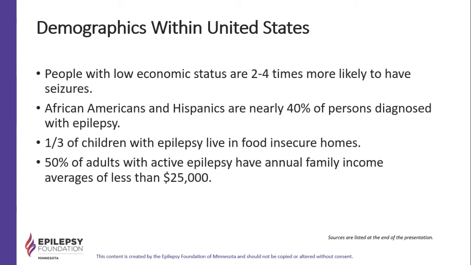And in those who are adults living with active epilepsy, about 50% of them have an average family income of less than $25,000. Again, that number is about 17 to 20% in the general population. So if you have epilepsy, there's a higher percentage that are living with less than $25,000 a year. Again, for some of those reasons, maybe it is their ability to work full time because of a chronic health condition, the cost of healthcare, all of those things might be factors for them.